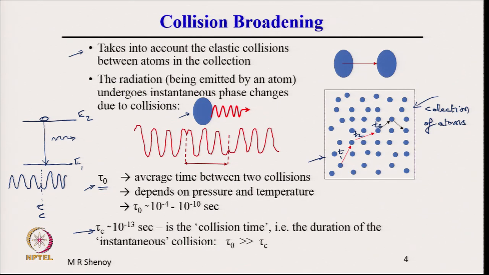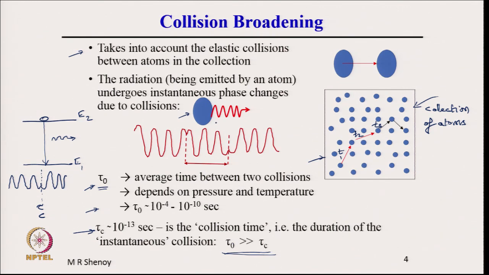Of course, it depends on the pressure, because if there is a higher pressure then the atoms are in closer vicinity, and it depends on the pressure and temperature of the medium. But typically tau 0 in a collection of atoms is of the order of 10 power minus 4 to 10 power minus 10 seconds. The point to note is tau 0 is much greater than the instantaneous collision time tau c, and therefore, in this case the sudden collision leads to a phase change in the emitted radiation.